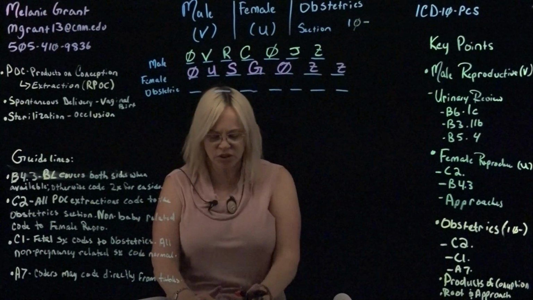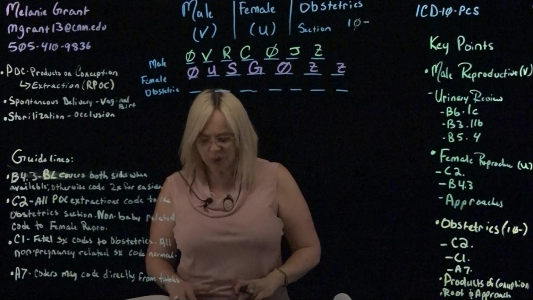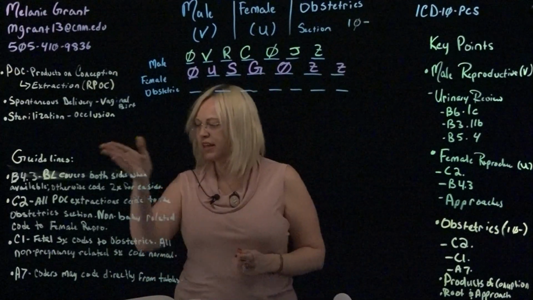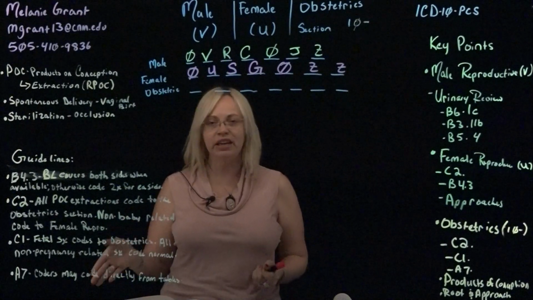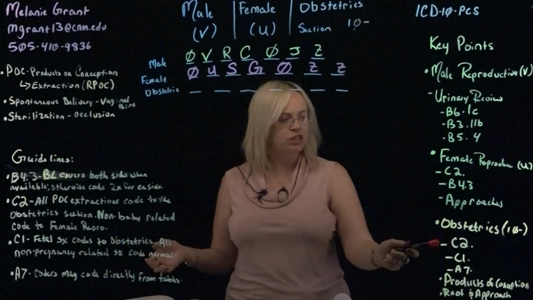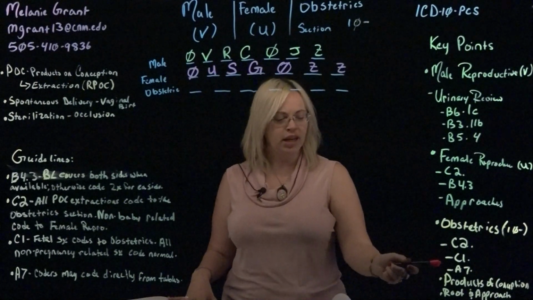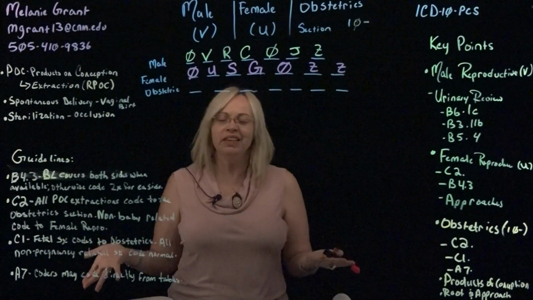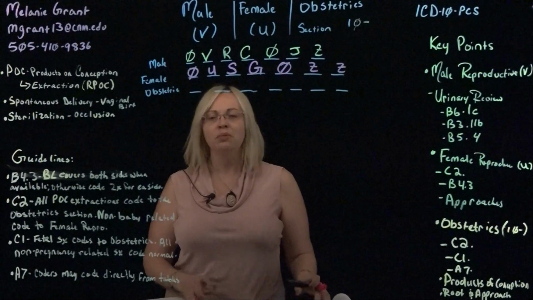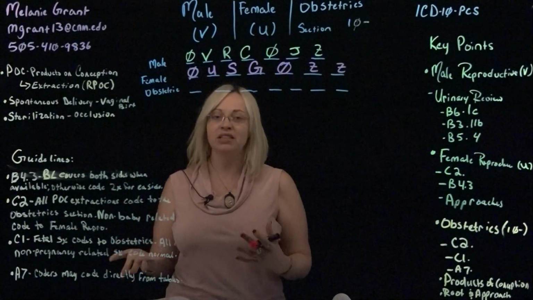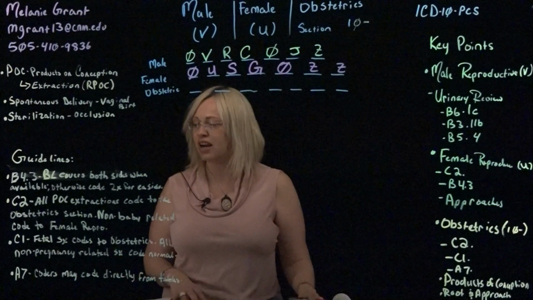Now let's move on to the obstetrical section. So we've already mentioned a couple of terms here, and we've read through some of these guidelines. Additional guidelines that are in here for obstetrics are C2, which we've already read in the female reproductive, C1, and A7. Keep in mind, these guidelines really apply in all cases, but they're more important here to remind you, as they relate more often to this area.